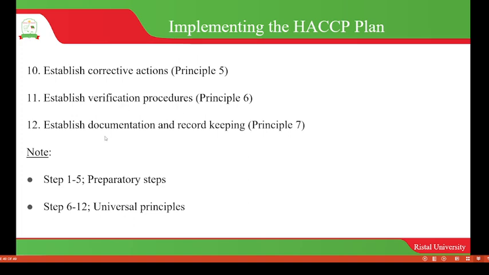And as we discussed earlier, out of these 12 steps, the first 5 steps, let's say step number 1 to step number 5, we call them preparatory steps. And then the last 7, let's say from step number 6 to 12, we call them the universal principles. So make sure you always follow this whenever you want to implement a hazard analysis and critical control point plan.